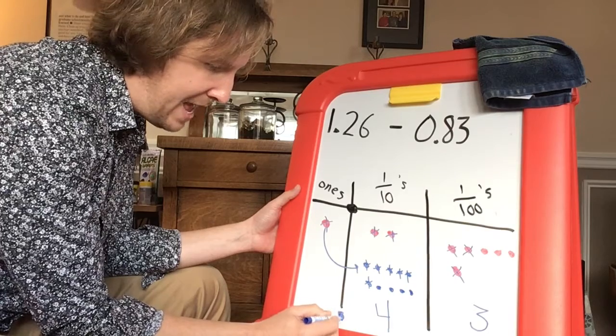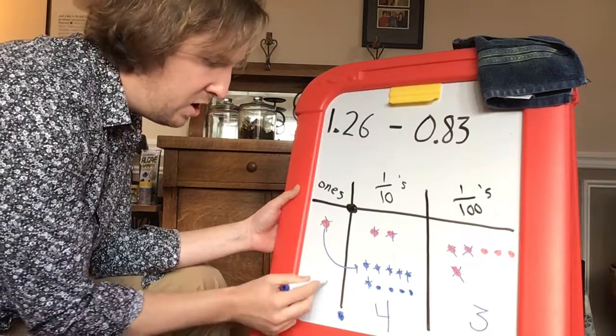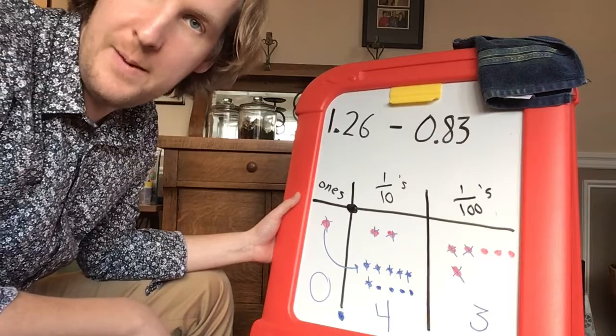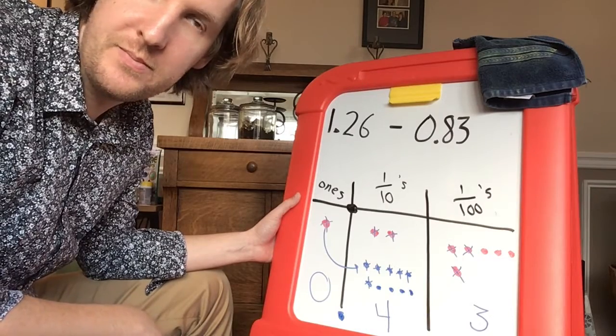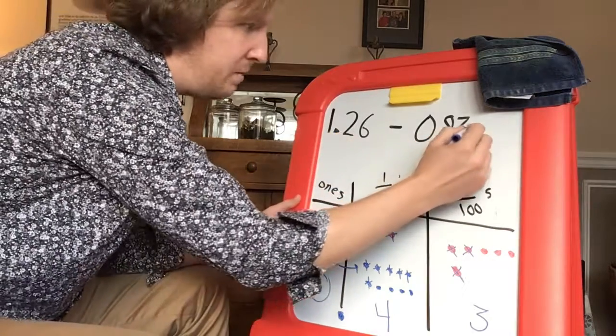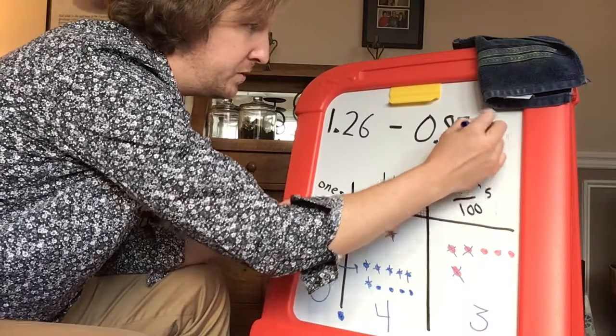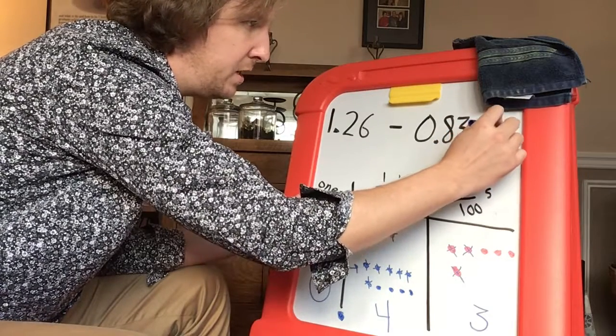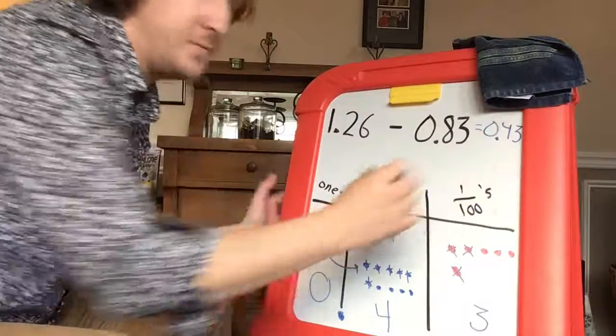Do I have any ones? No, I do not. 1 and 26 hundredths minus 83 hundredths equals 43 hundredths.